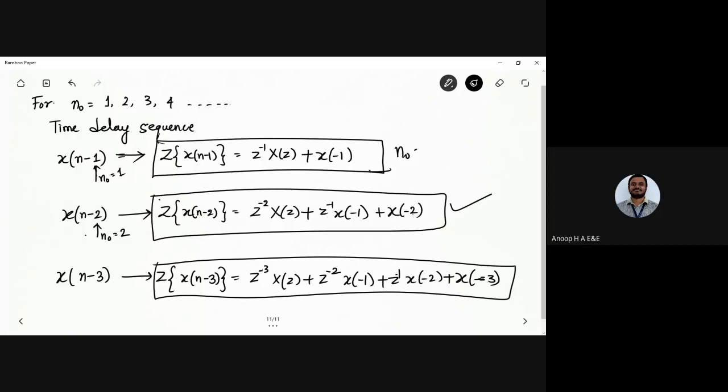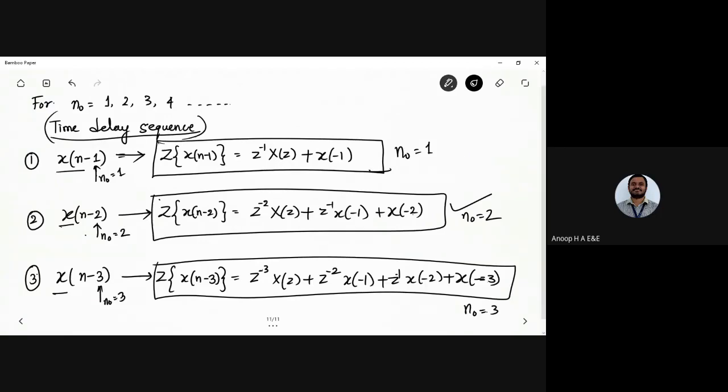I mean, sorry, n naught equals 1. This is n naught equals 2. This is n naught equals 3. So this is n naught equals 3 there. So this is the first delay sequence, second delay sequence, third delay sequence there. So this is for a time delay sequence. What I'll be considering is x of n minus 1, x of n minus 2, and x of n minus 3.